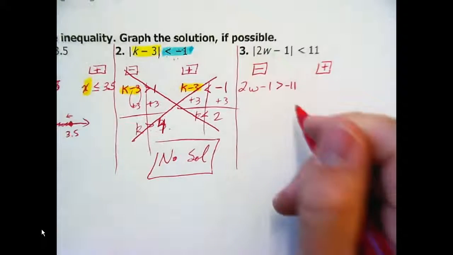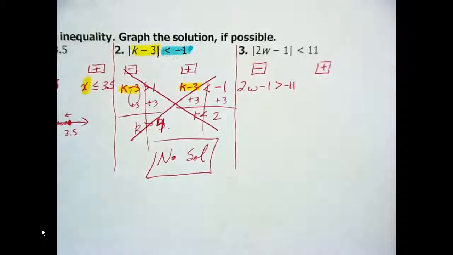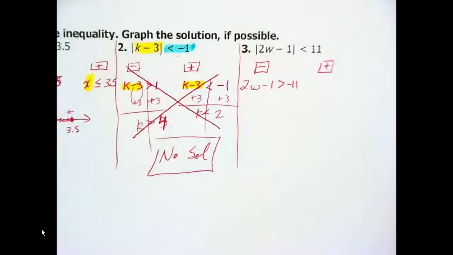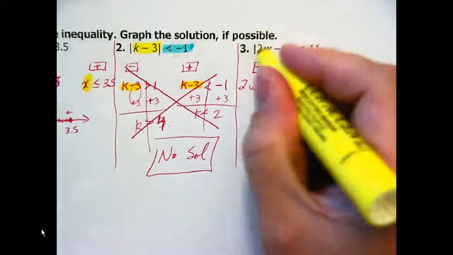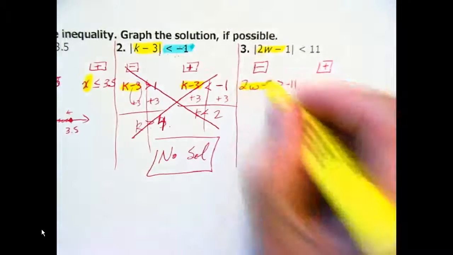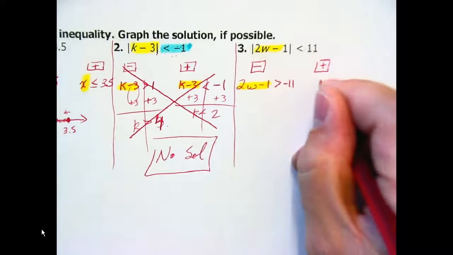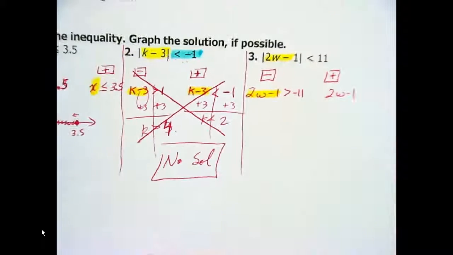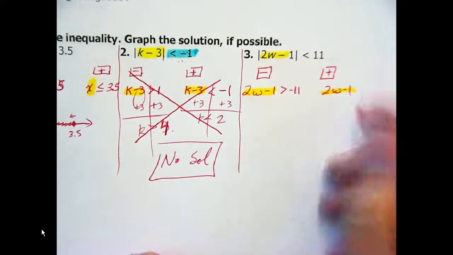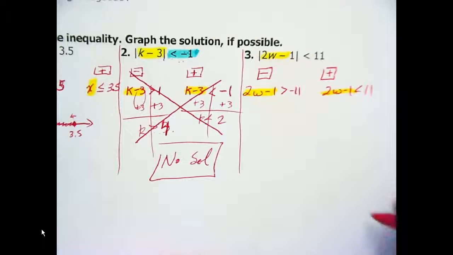Okay, so I've got my negative case. How many got that? Good. It's just the exact same thing, right? It's what's here. It drops down there, and you write negative 11. Flip that sign. Okay, 2w minus 1, exact same thing. It's right there. That's 11. Solve it up.